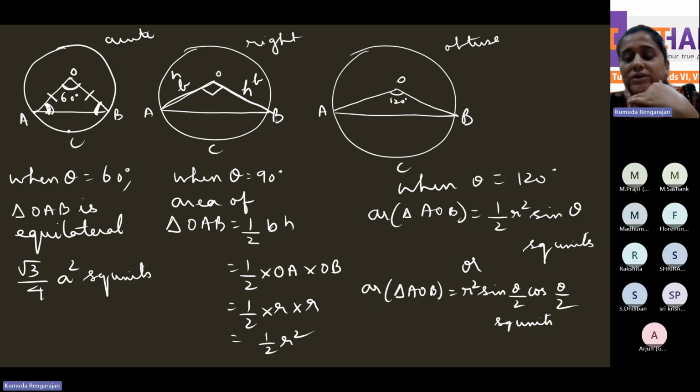So area of triangle AOB is equal to r square, that is radius square, sine theta by 2, that is 120 by 2. Theta is 120, 120 by 2 is 60 degrees. So sine 60 degrees, cos 120 by 2, so cos 60 degrees. So the formula is nothing but r square sine 60 degrees cos 60 degrees. Make a note of all this, children.